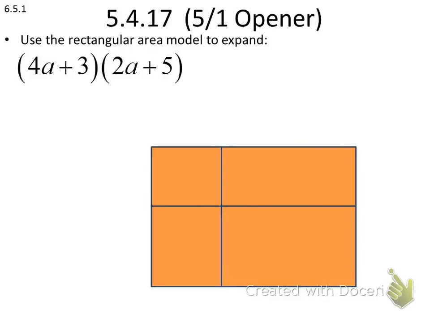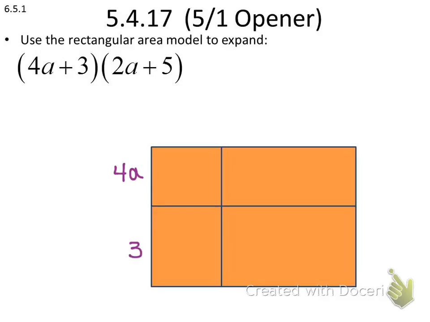So what we're doing today, initially in our opener, is just a quick review. We haven't used the rectangular area model to expand in a while. As you guys have already told me, when I see a set of numbers with parentheses, it represents my height and my width of my rectangle. So the first set of numbers is going to represent my height. So my first height is going to be 4a. So what's my second height going to be?